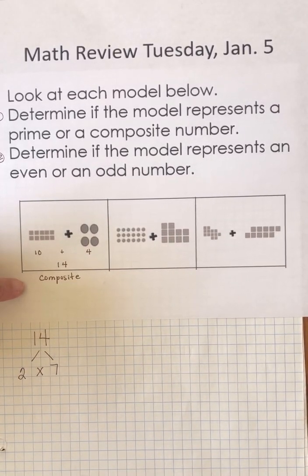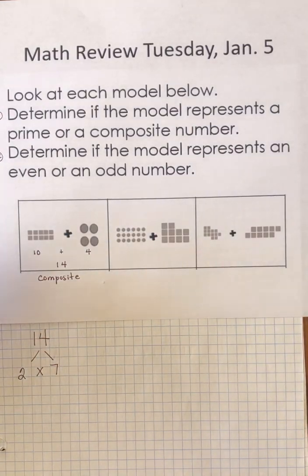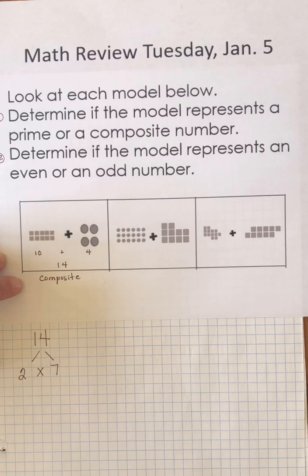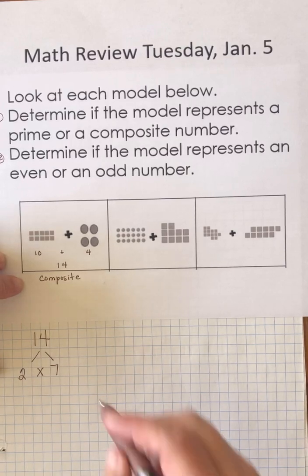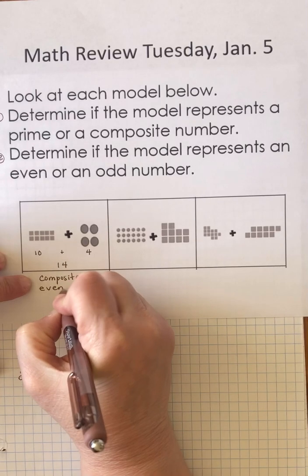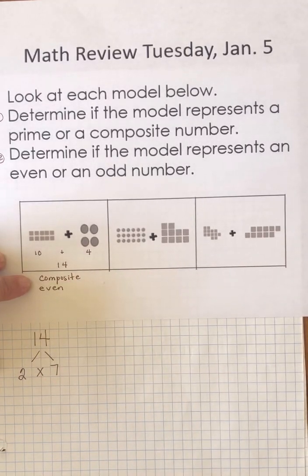Okay, now odd or even. Remember, numbers that end with, in the ones place, 0, 2, 4, 6, 8 are even because they can be divided into even groups. Numbers that have in the ones place a 1, 3, 5, 7, 9 are odd. So this is also an even number. Okay, it's composite and it's even.